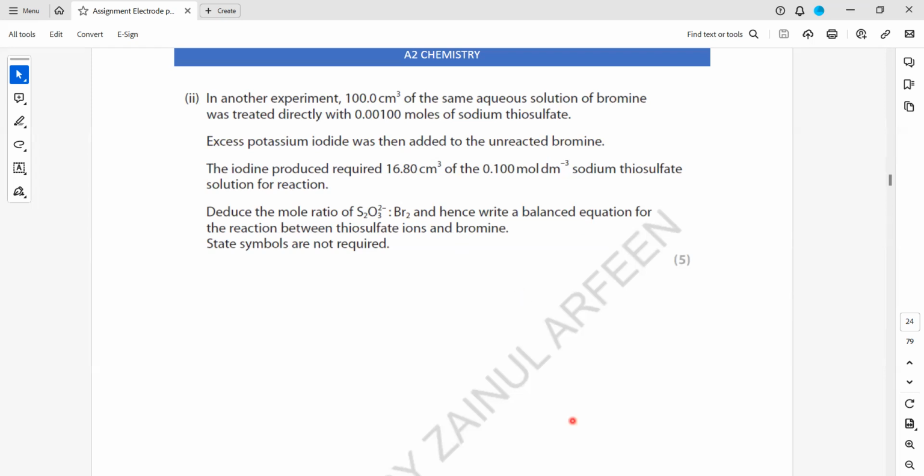So initially we have the concentration. First we'll find how many moles of bromine are there, the total number of moles. We have the total volume. We want to work out how many moles of bromine are there. So moles of bromine, that is concentration into volume.